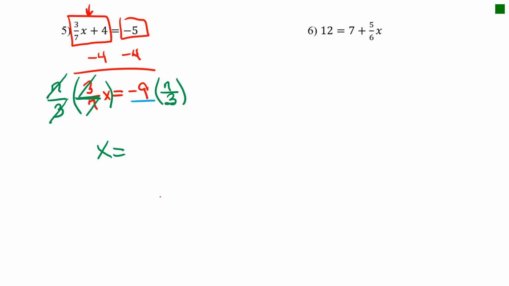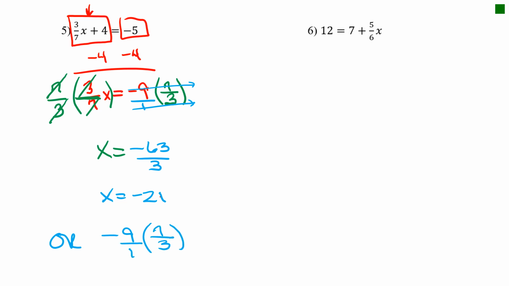Over here, this negative 9 is really negative 9 over 1. So I can multiply straight across and get negative 63 over 3, which when I divide that out, I get negative 21. Or negative 9 times 7 over 3. Remember canceling from 4th grade, 3 goes into 3 once, 3 goes into 9 3 times, so negative 3 times 7 is negative 21.